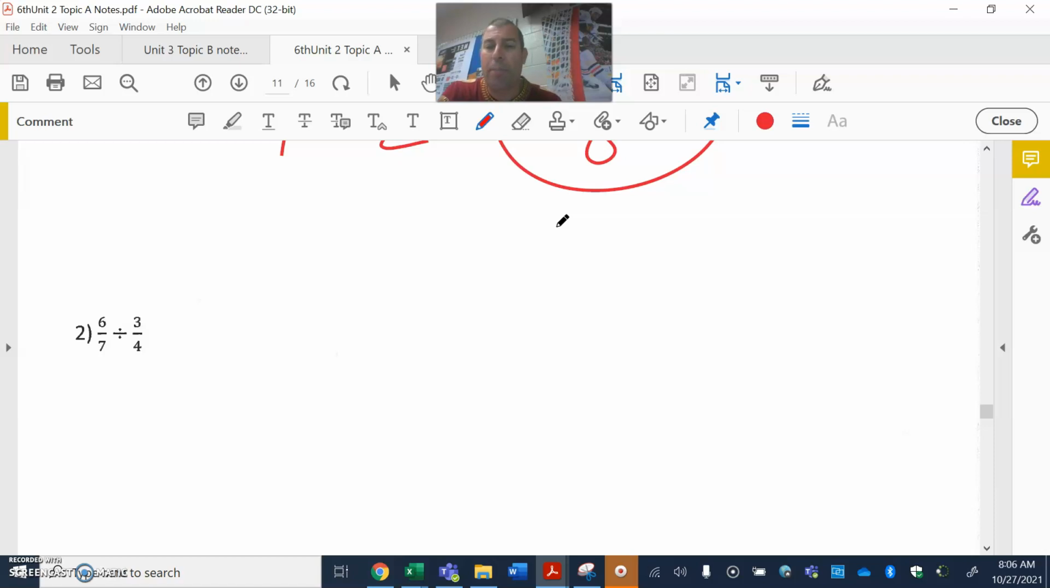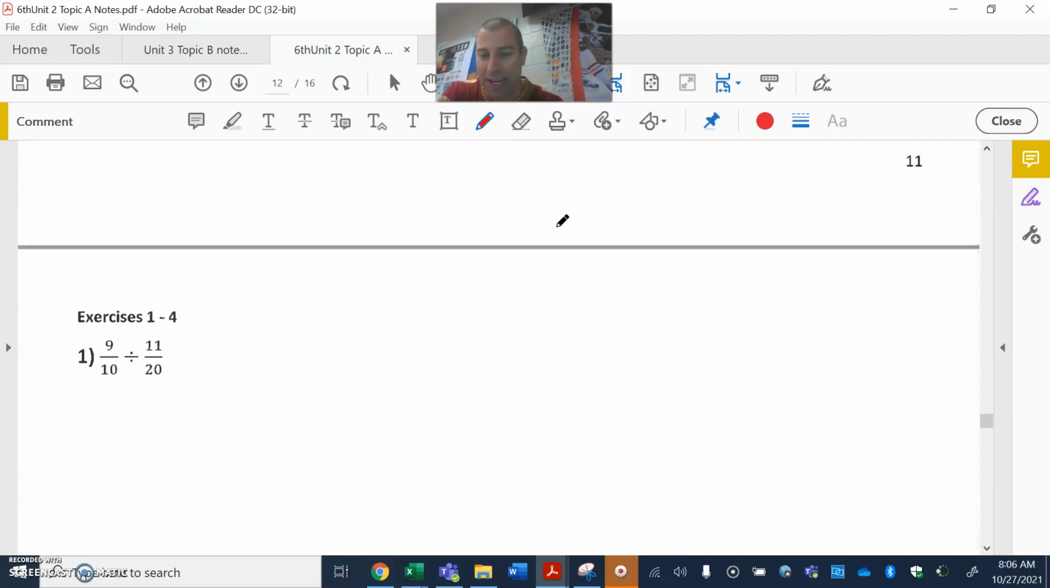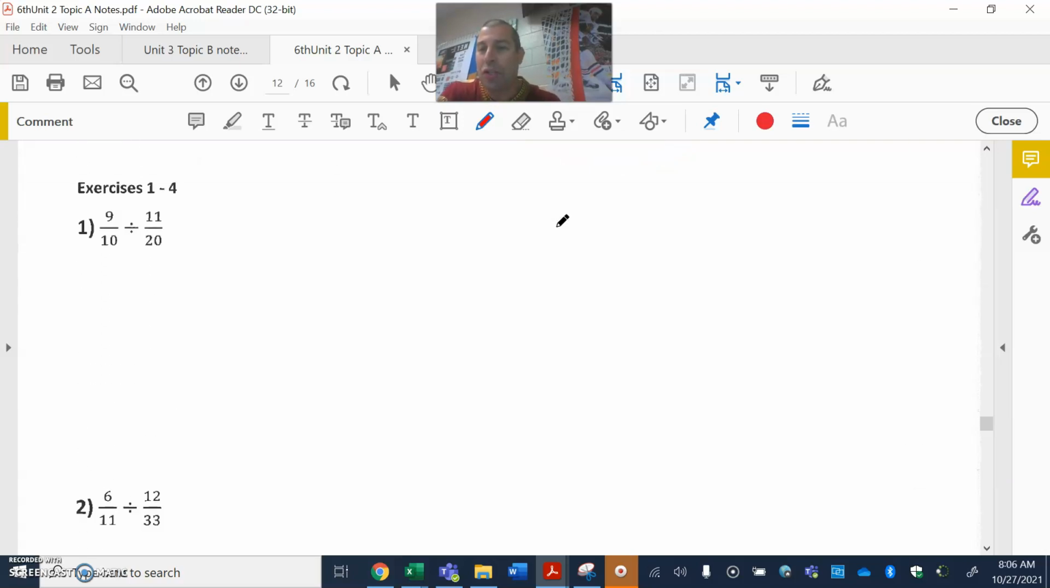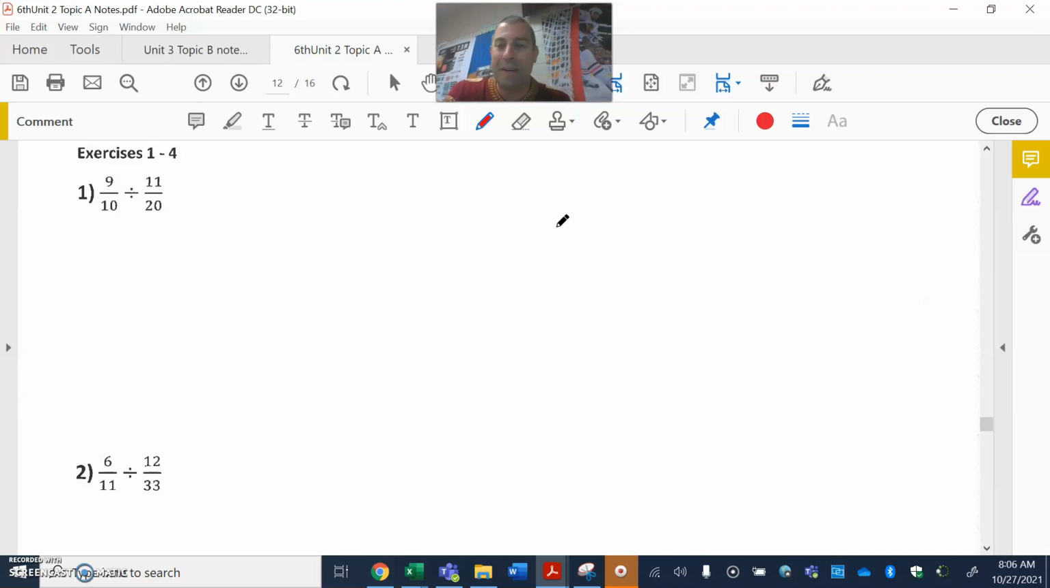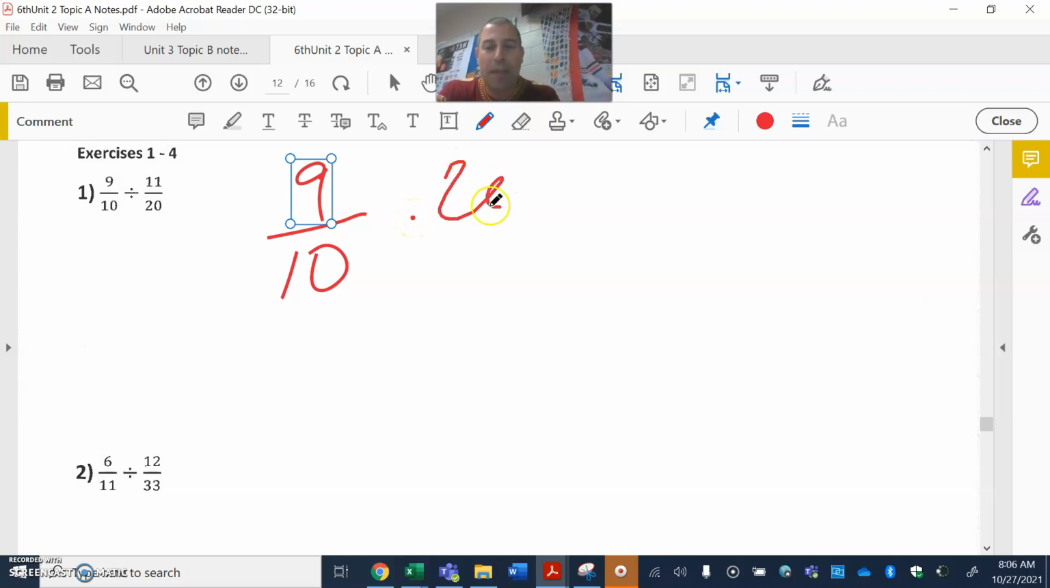Don't fall into the trap of doing the cross division first and then rewriting the problem. You do have to rewrite the problem that you're looking at. All right, so let's go to the next problem. Again, we are dividing, so we are going to rewrite it as a multiplication problem, and we're going to flip that second fraction. Every single time it's a rewrite.